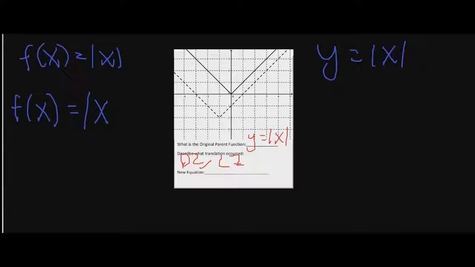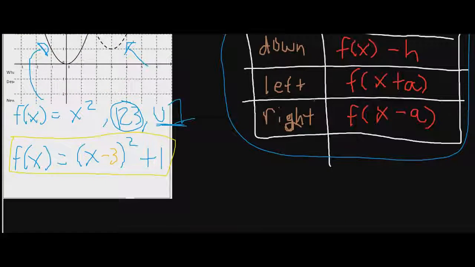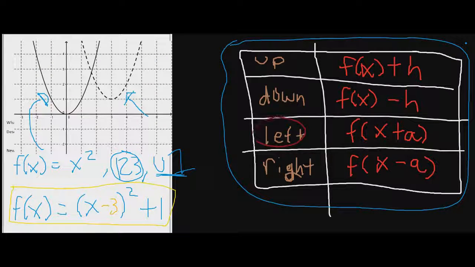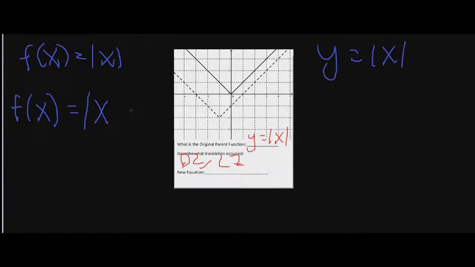If we move to the left, what are we going to do inside? So let's go back to our chart. If we move to the left, what are we going to do inside our functions, inside the input? We're going to add that number. All right, so you see how there's the parentheses? It's going to be x plus whatever number that is. So here, we went to the left by 1, so x plus 1. Now we close the parentheses, okay?